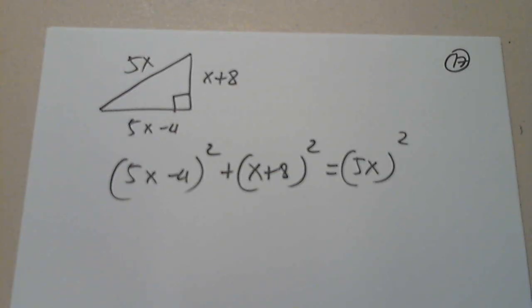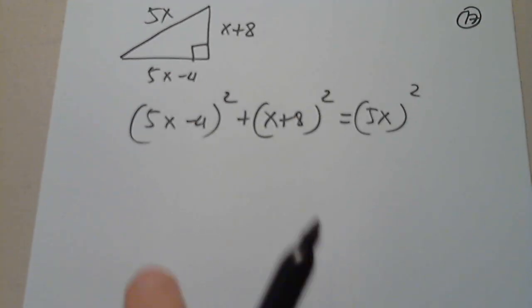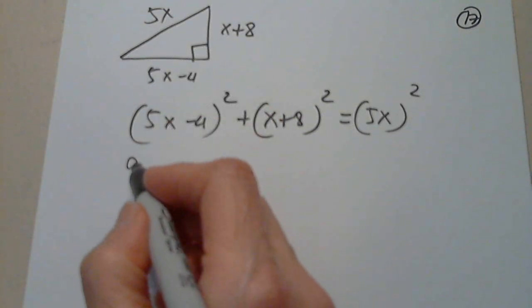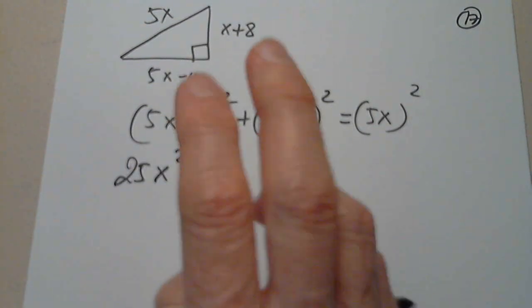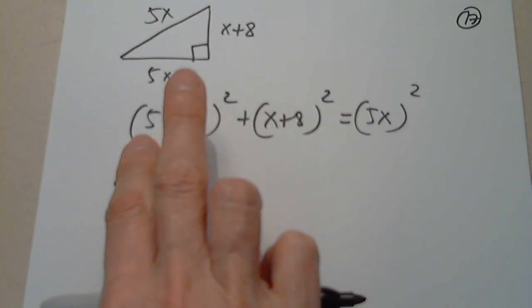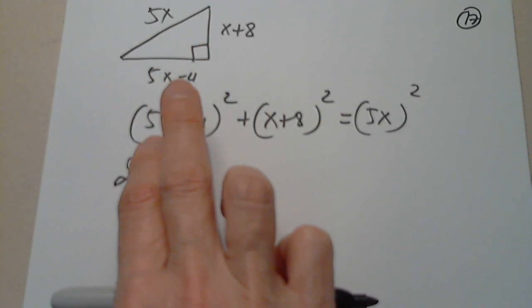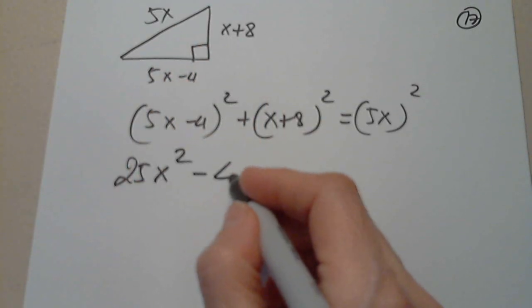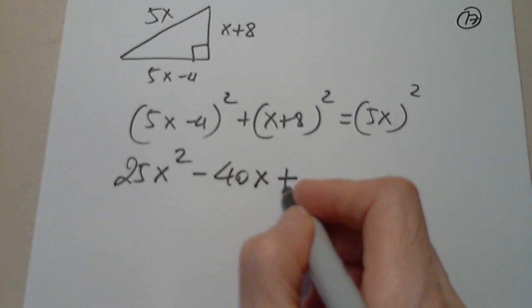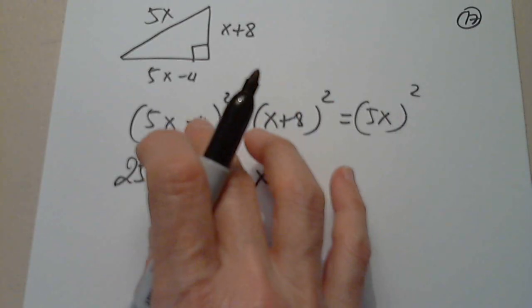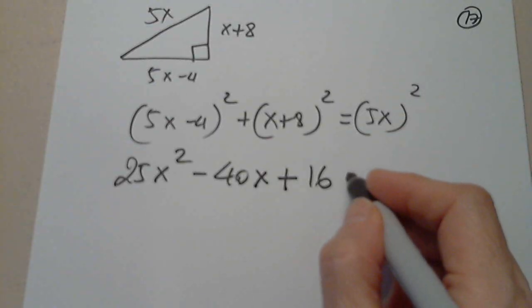How many terms do I get when I square 5x minus 4, please? You have 3? Yes, thank you very much. A binomial squared has 3 terms. Very good. The first term squared, 25x squared, minus 2 times the first times the second. 2 times 5 is 10, times 4 is 40x. Plus, always plus the last one, the second term squared, 16.